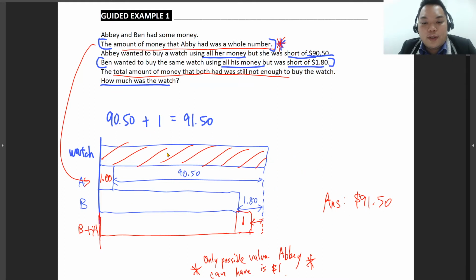No, the answer isn't 92.30. So let me just clarify this. You see, the amount of money that the watch costs is represented by this long bar here. So in order to find out how much this watch costs, you have to first either find out A or the amount that B has. And then after that, you add on whatever they are short of. Okay?